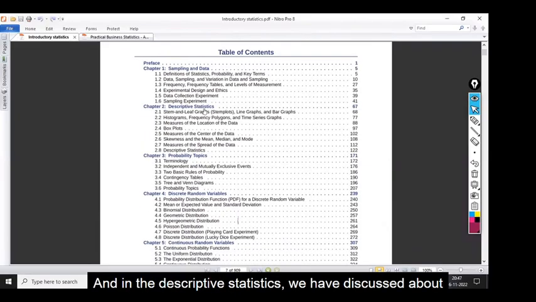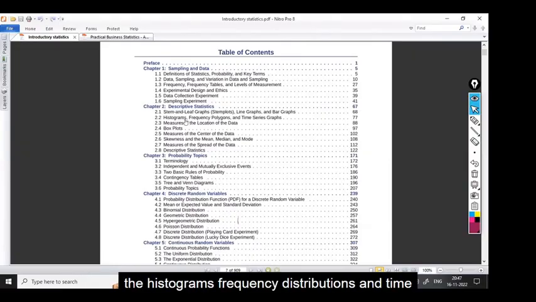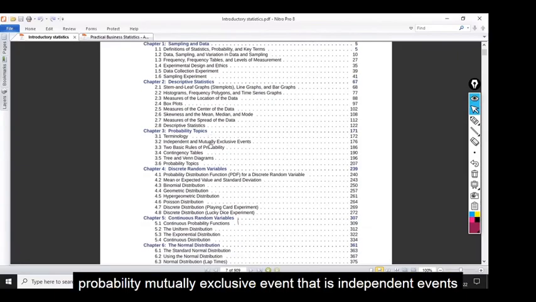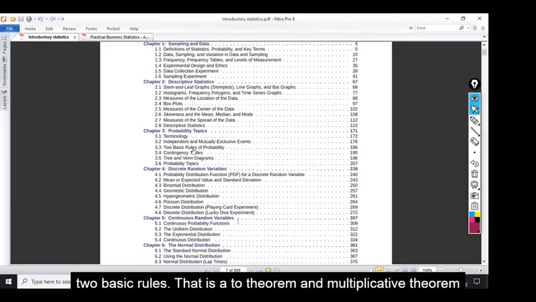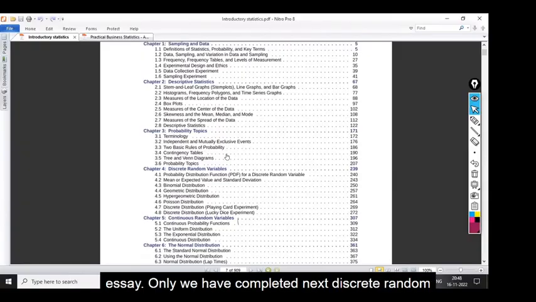And in the descriptive statistics, we have discussed histograms, frequency distributions, time series data, location of the data, and box plots, measures of central tendency: mean, median, mode, measures of spread, and after that probability, mutually exclusive events, independent events, and two basic rules, that is the additive theorem and multiplicative theorem. Yesterday only we completed that.